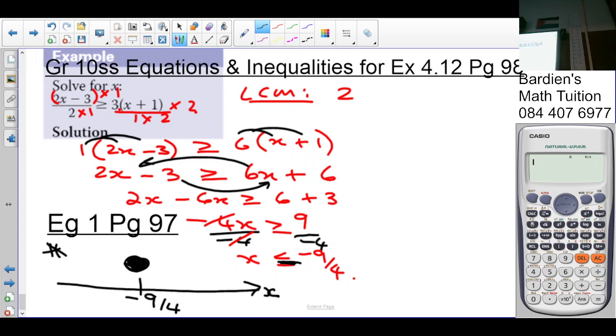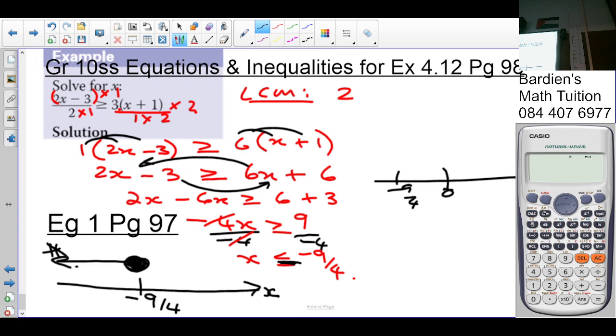Yes? If you want to put a 0 first, then negative 9 over 4 will go there. Did I have to put a 0? No. Okay. So read the inequality. X is less than and equal to negative 9 over 4. So which direction? Left or right? Left.